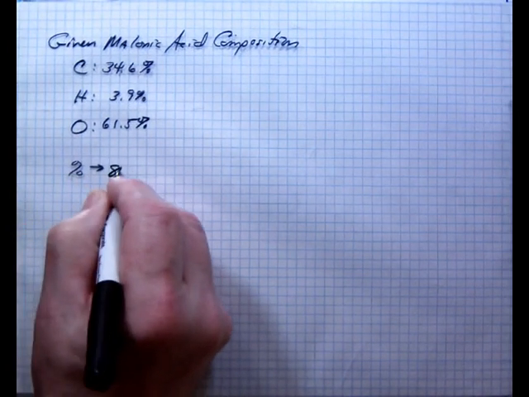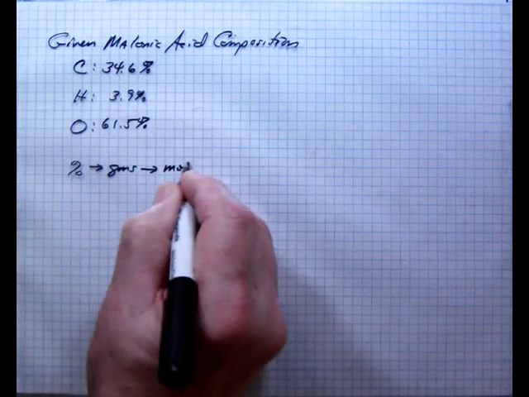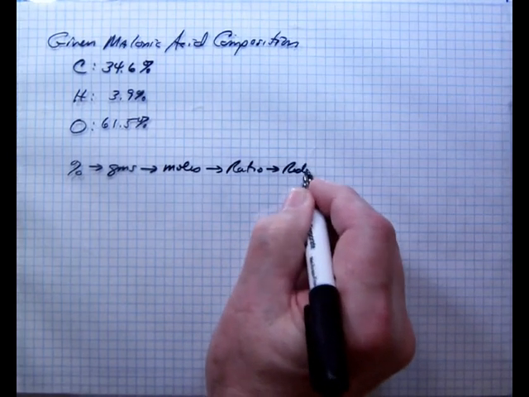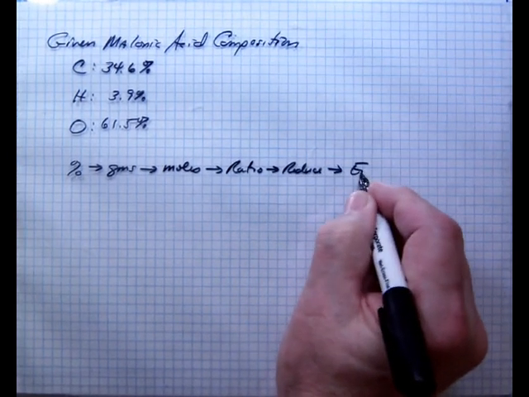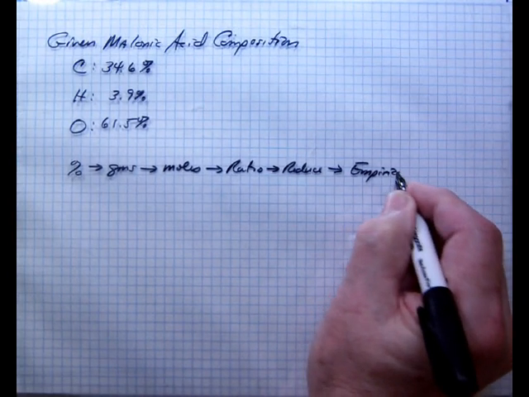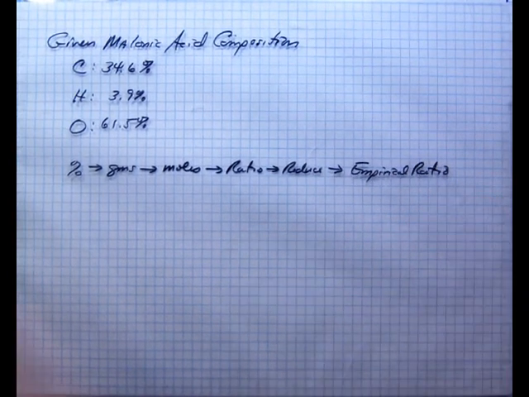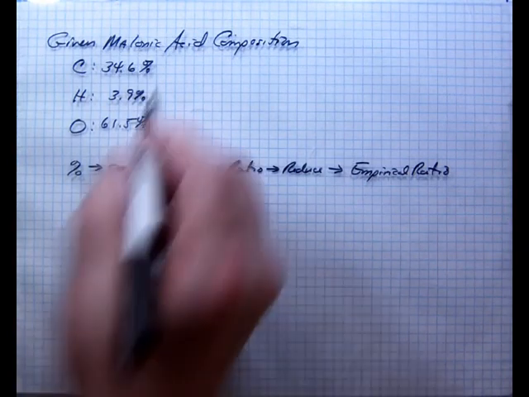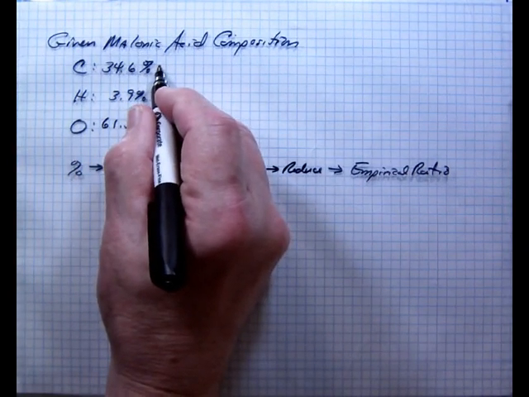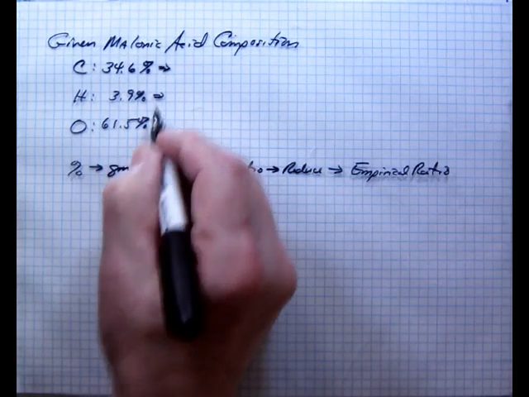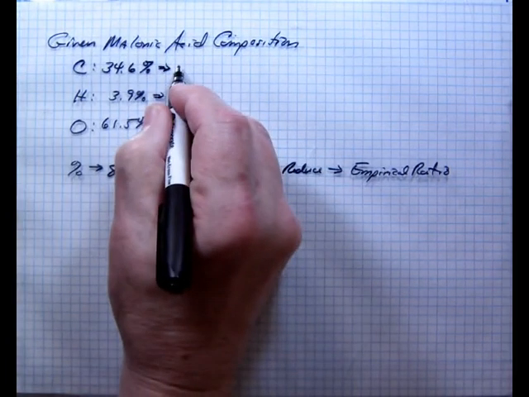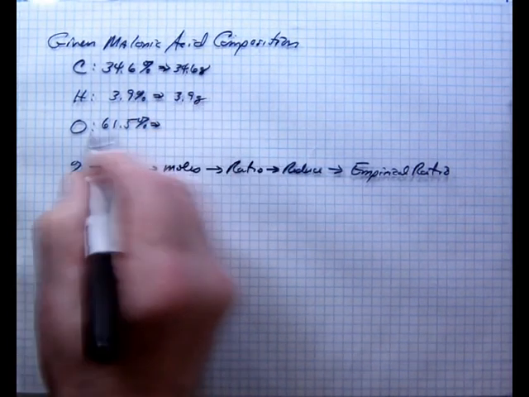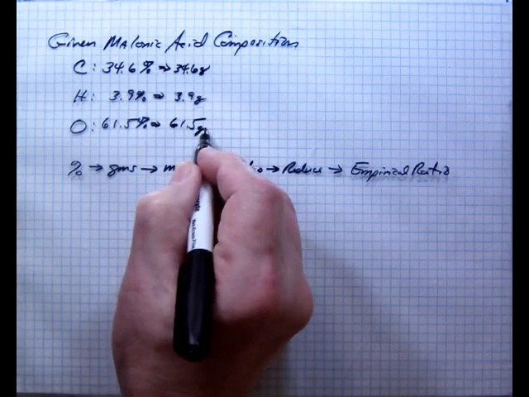Percent to grams to moles. Set up a ratio. Reduce the ratio. Then we get the empirical ratio. That's the pattern every time. Okay, so 34.6% is equal to, or gives, and can be translated into 34.6 grams, 3.9 grams, and 61.5 grams.